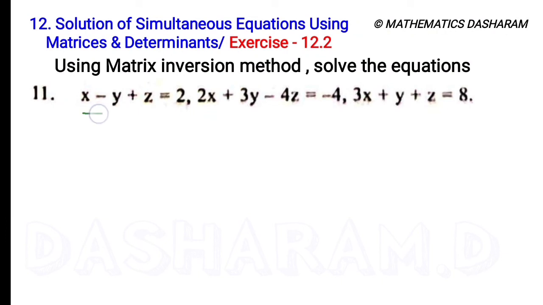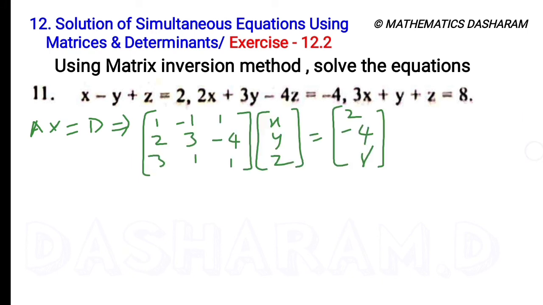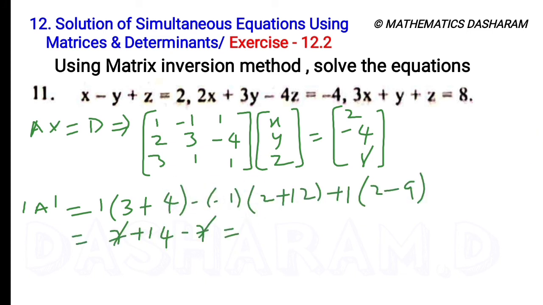11th question: X minus Y plus Z equals 2, 2x plus 3y minus 4z equals minus 4, 3x plus y plus z equals 8. So AX equals D is the matrix notation form. Let's find out the mod A. It is equal to expanding the first row elements. So 1 into 3 into 1 is 3, minus of minus plus 4 into 1 is 4, minus of minus 1 into, so here 7, 7 cancel, it is equal to 14. It is not equal to 0, therefore A inverse exists.